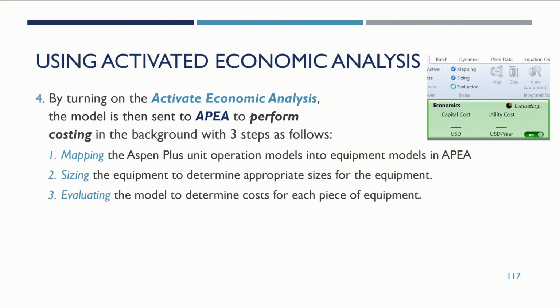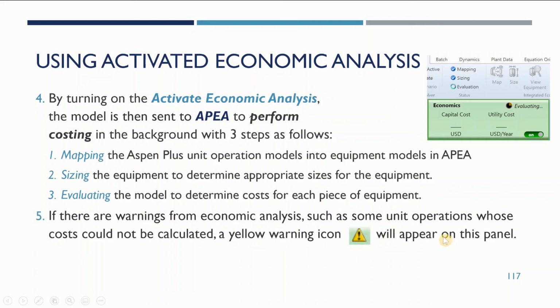There are some tips for using the Activated Economic Analysis. After activating costing, you can evaluate the model immediately if desired by accepting the default values for mapping and sizings. If you check Auto Evaluate, then ASPEN Plus automatically starts the costing analysis after every successful flowsheet run. You can also perform partial costing of portions of the flowsheet as well.